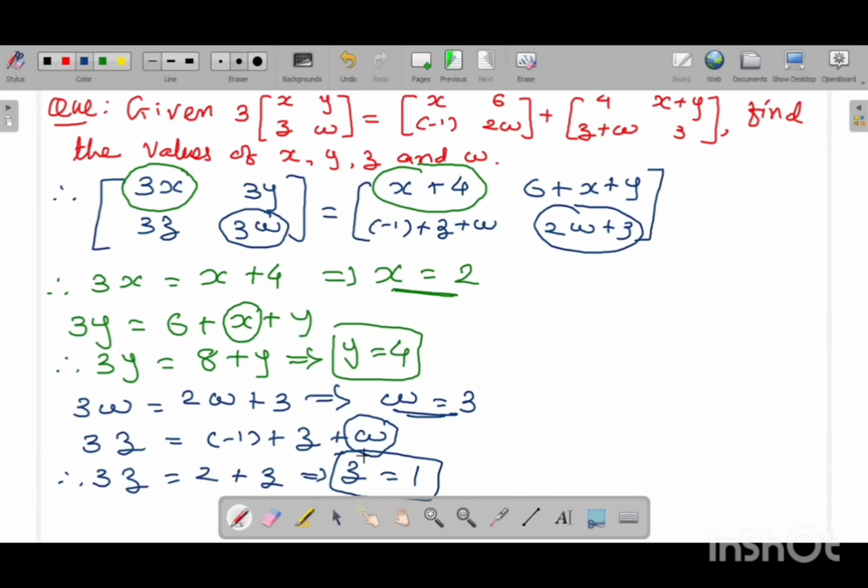So this way we have got all the values: x equals 2, y equals 4, w equals 3 and z equals 1. You have got all the 4 values.